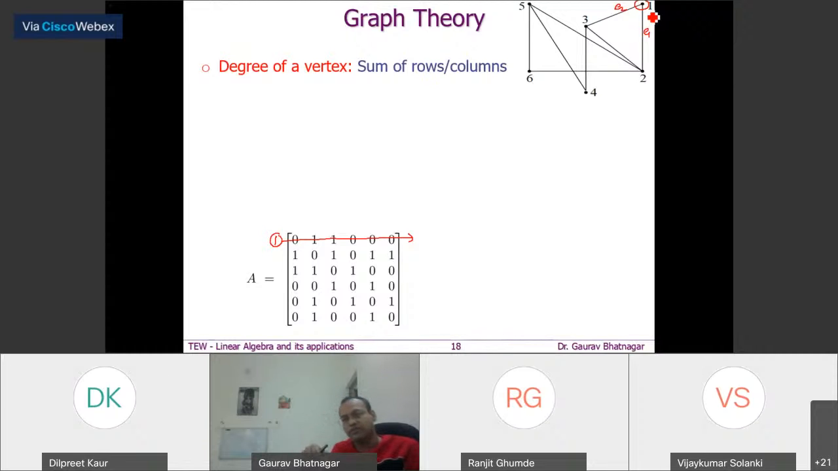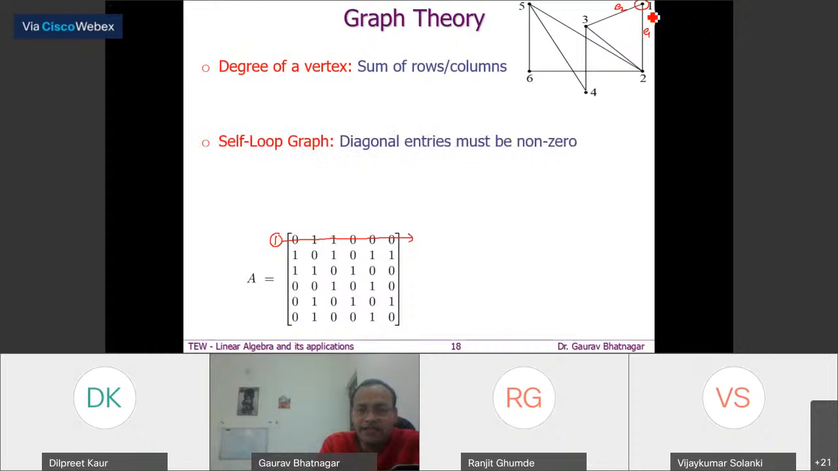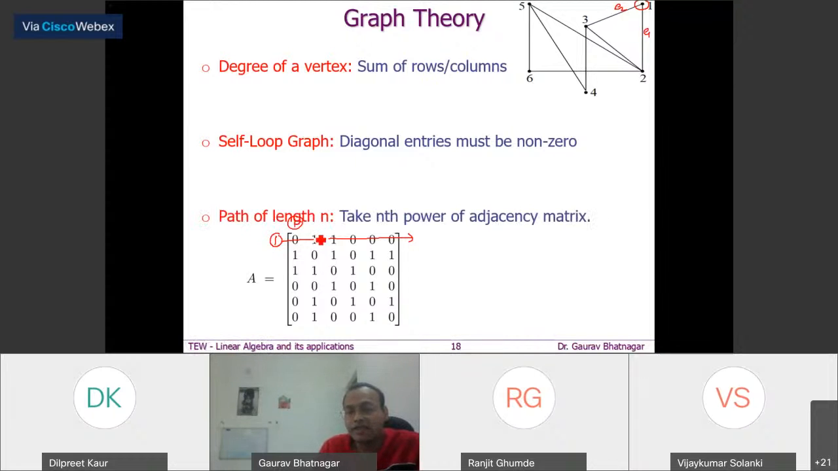Either rows or columns, you are going to get the degree of each and every vertex. A self loop means 1 is going to be connected with 1. So if in the diagonal you get 0, the meaning is there are no loops in the graph. So this particular representation will tell you whether self loops are present in the graph or not. Now if we talk about a path of length n, then take the nth power of the adjacency matrix and you are good to go with the path.